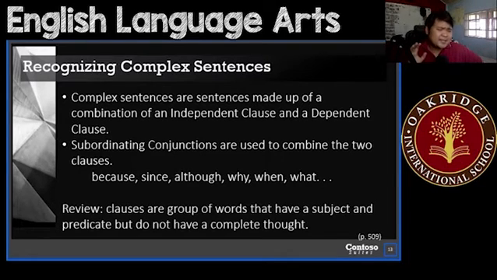Now, complex sentences are basically sentences made up of a combination of an independent clause and a dependent clause. Okay? Now, unlike a compound sentence, a complex sentence is a combination of an independent and a dependent. A compound is a combination of an independent and another independent. The difference as well with a complex from a compound is that a complex sentence uses subordinating conjunctions, which are because, since, although, why, when, what, and many more.